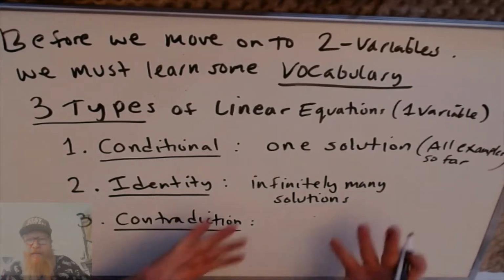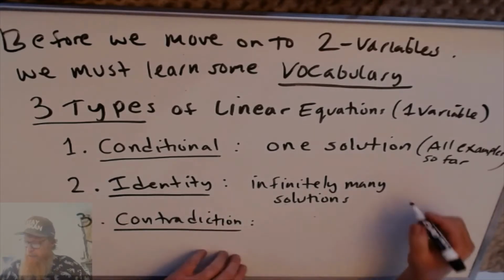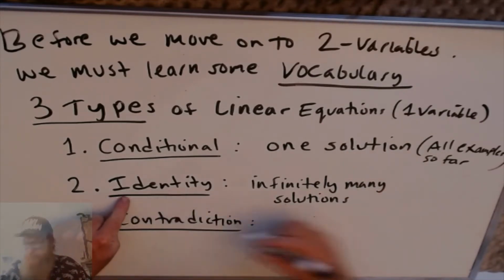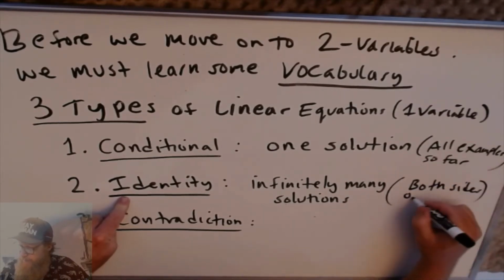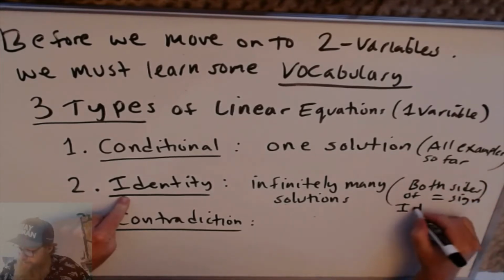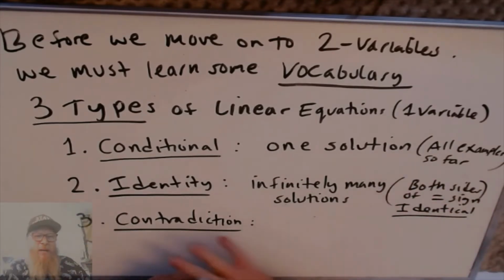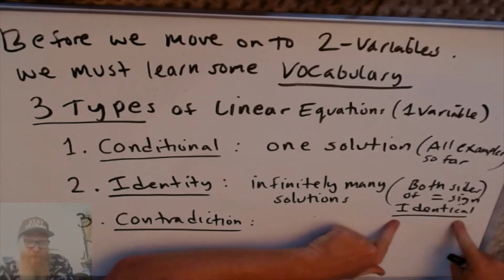Infinite number or infinitely many solutions. We will see one in a minute. This comes from the word identical. So if both sides of the equal sign are identical. If I gave you an equation and said, x plus 5 equals x plus 5, that's identical. Identity, you wouldn't even have to solve it.